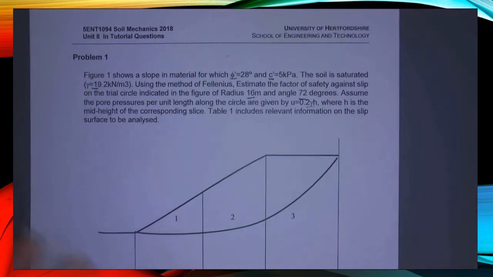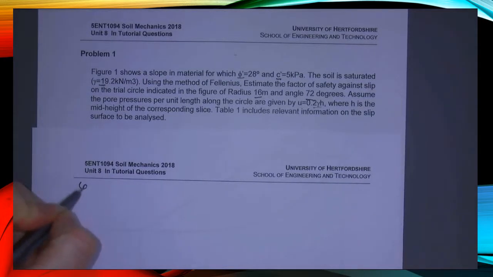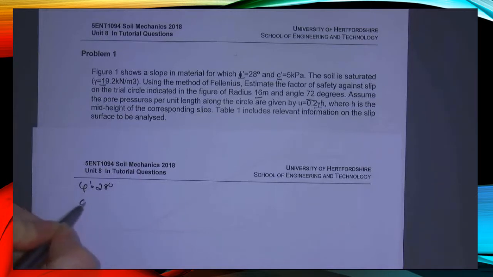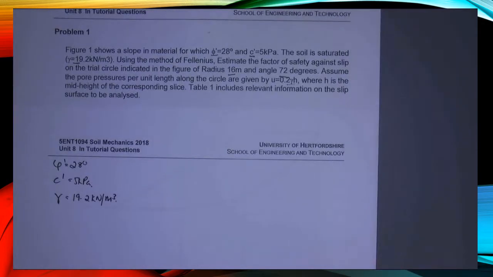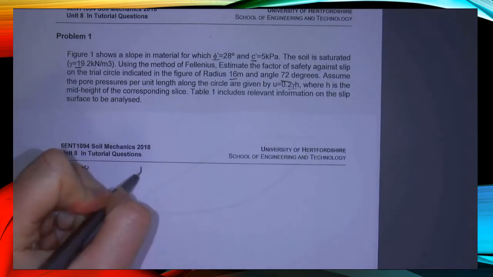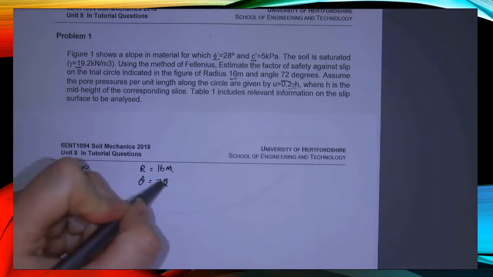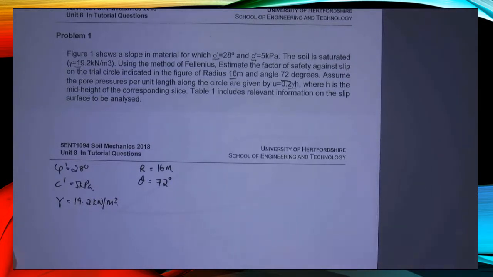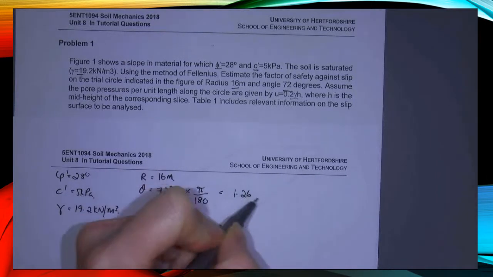So, as with any problem, first and foremost, we need to list the information that we have. We know that phi dash is 28 degrees. We know C dash is 5 kPa. We know the unit weight is 19.2 kilonewtons per meter cubed. We know that our slip circle has a radius of 16 meters, R equals 16 meters, and the angle of that radius, which is theta, equals 72 degrees, which needs to be converted into radians. To convert degrees into radians, we multiply by pi and divide by 180, which equals 1.26 radians.